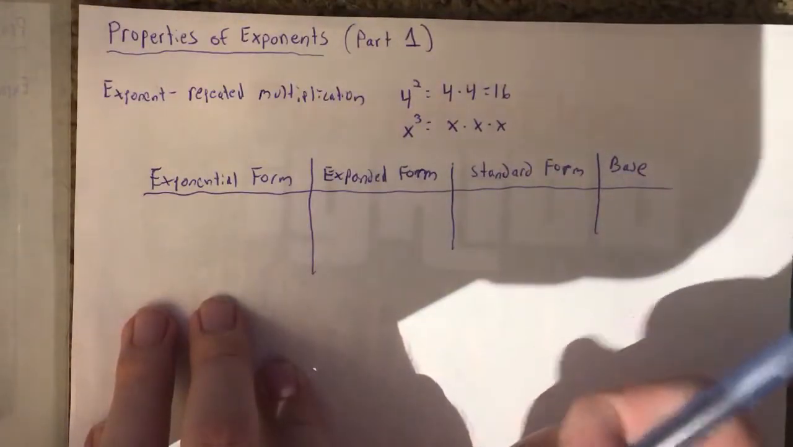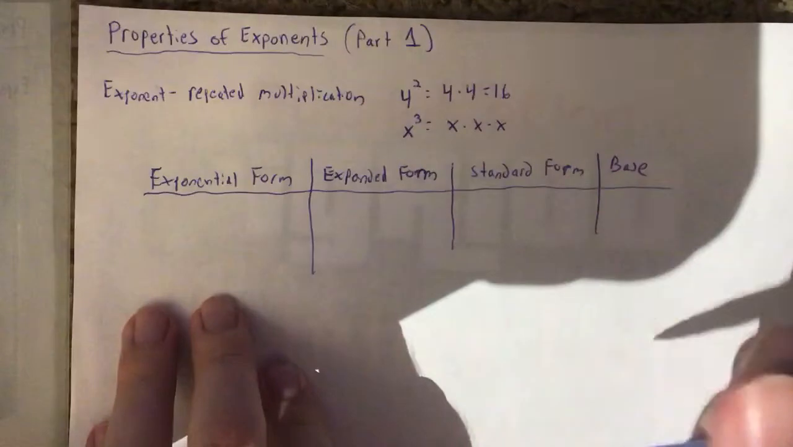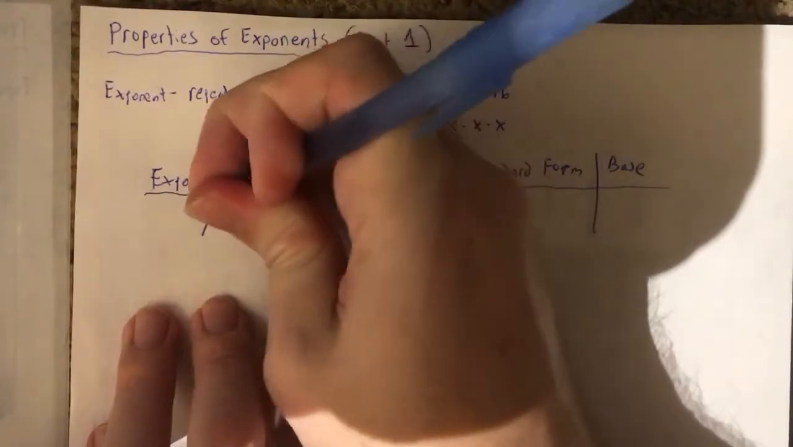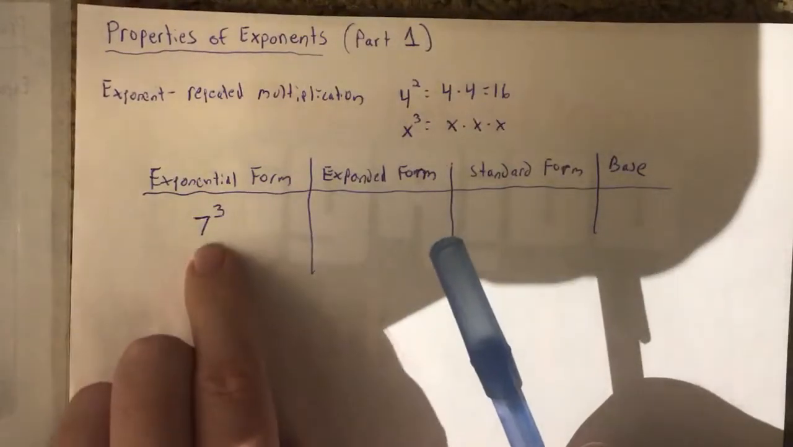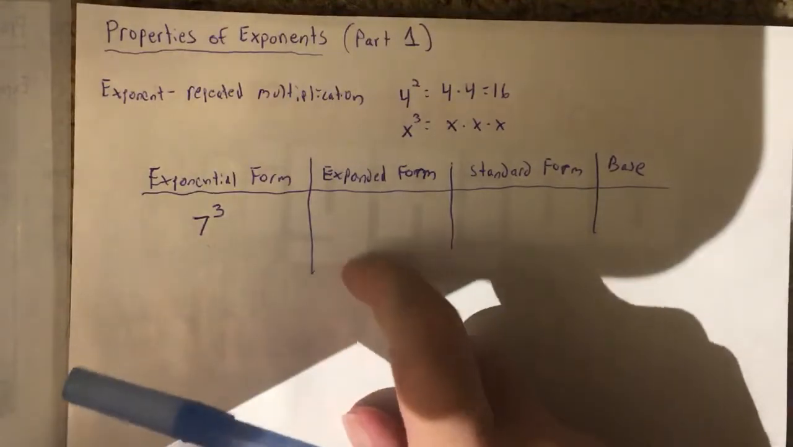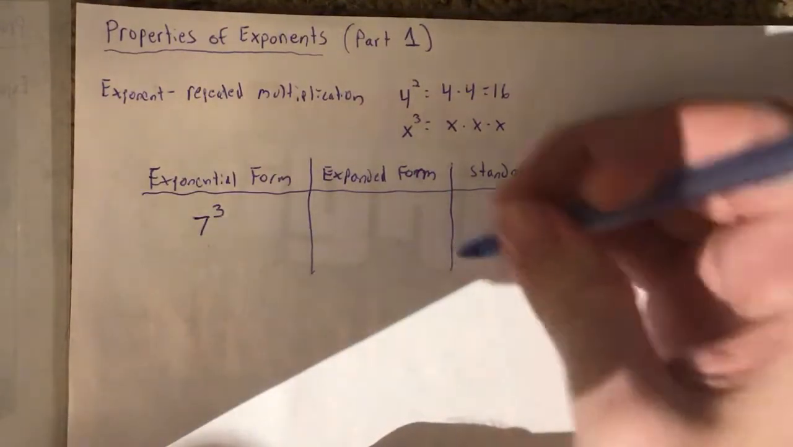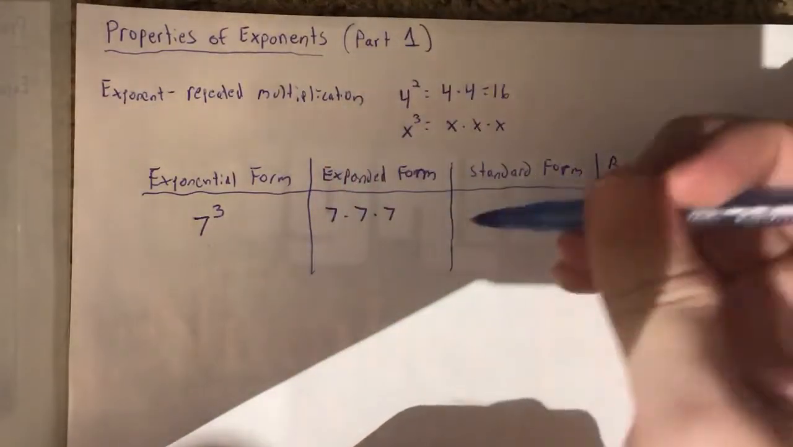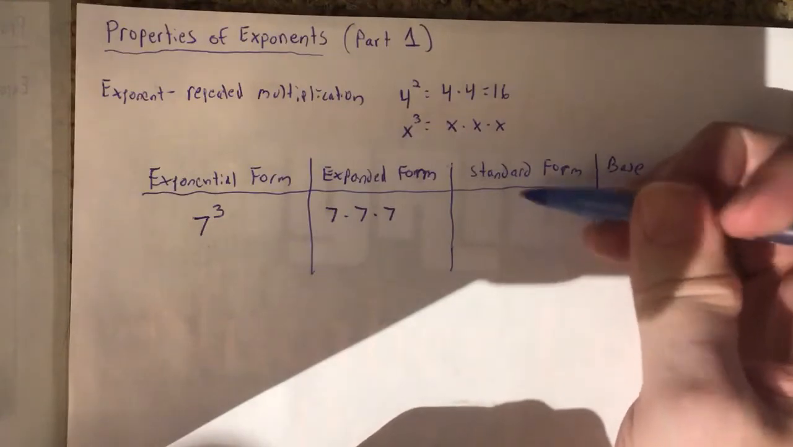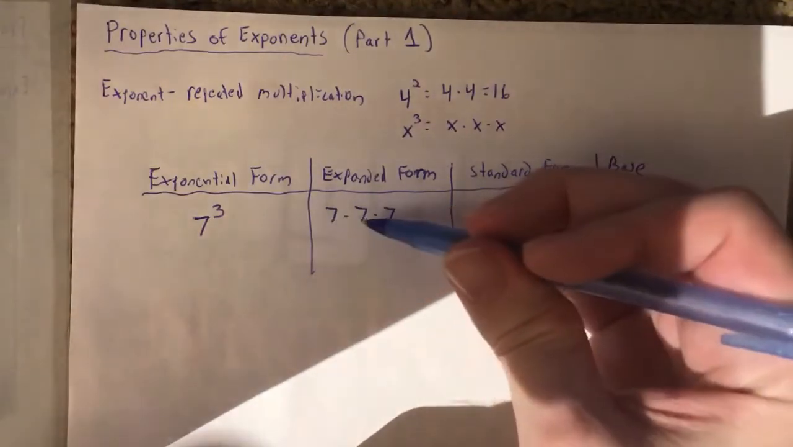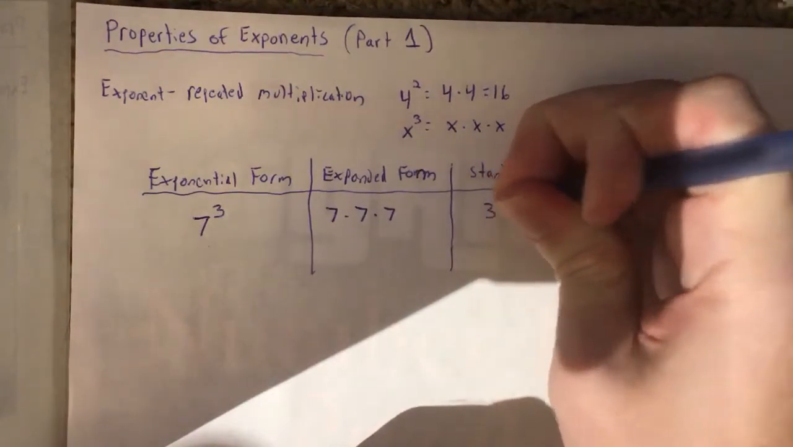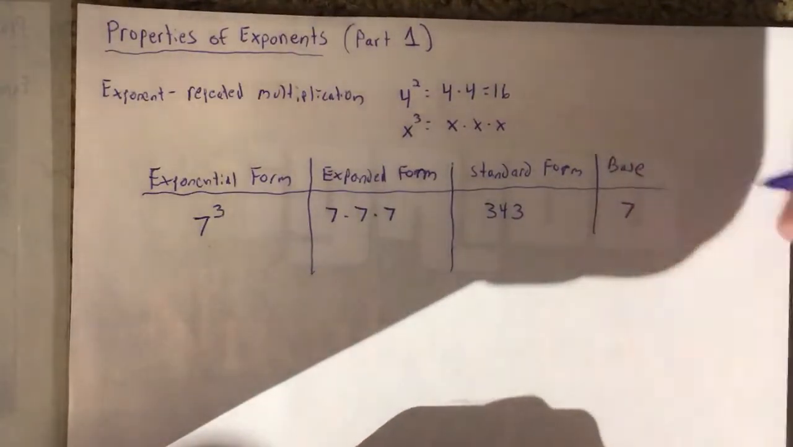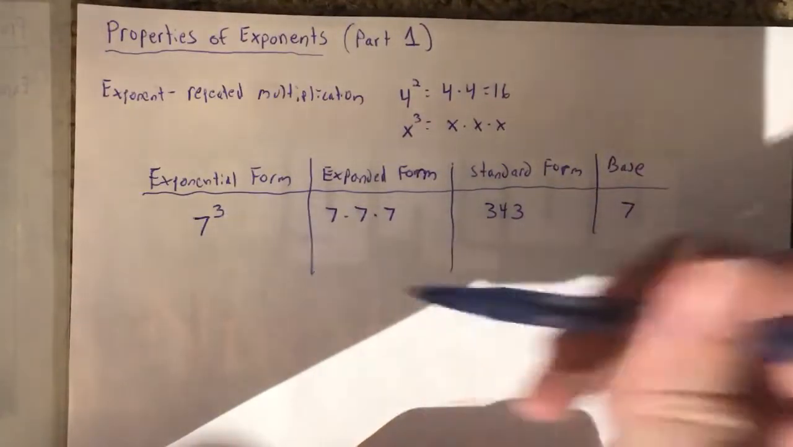The first form is exponential form. Exponential form just means it has a single base and a single exponent. For example, 7 to the third. This would be exponential form, a base with an exponent. Expanded form means writing it out with repeated multiplication, so 7 to the third is really 7 times 7 times 7. Standard form is just a fancy way of saying your answer from the product. So 7 times 7 times 7 gives 343. And my base for this is 7, which is what is being raised to the exponent.